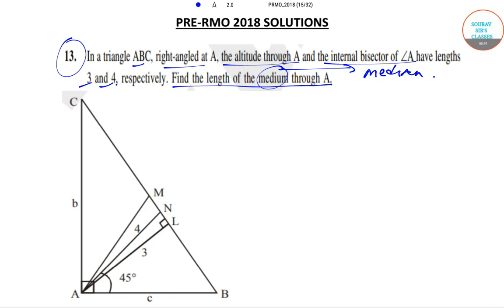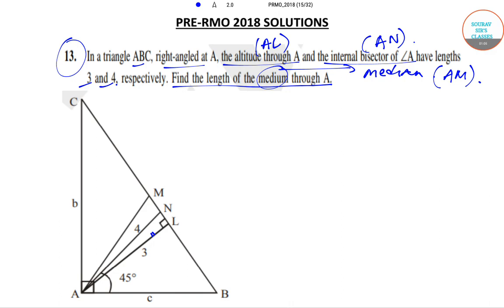What we have tried to do is draw the altitude through A. Basically the altitude is given by AL. This is the altitude. Then we have the internal bisector of A, which is given here by AN, and the median here we have given by AM. So this is the structure.